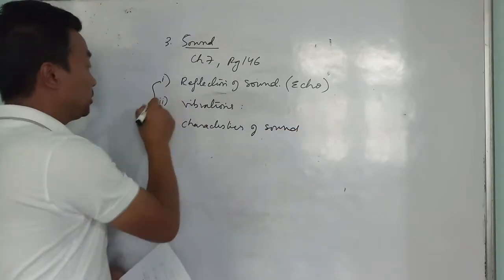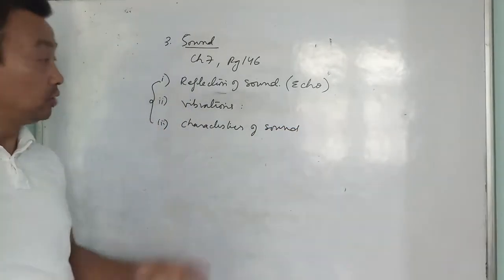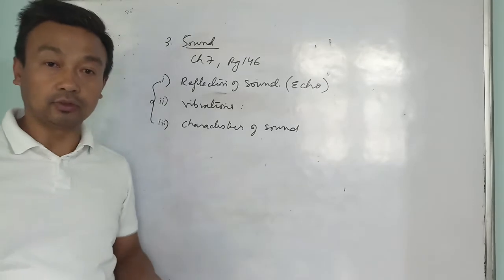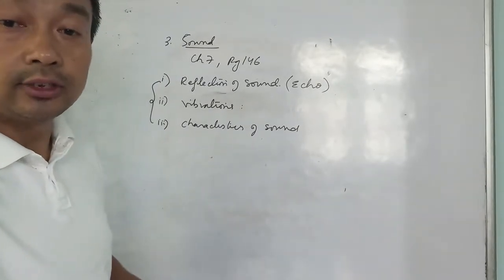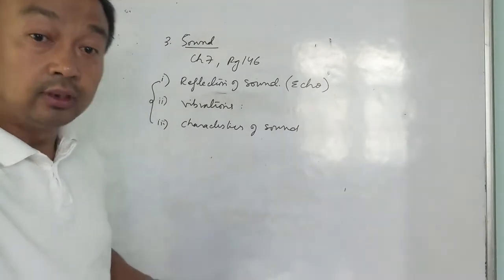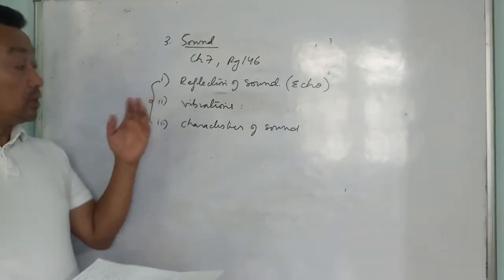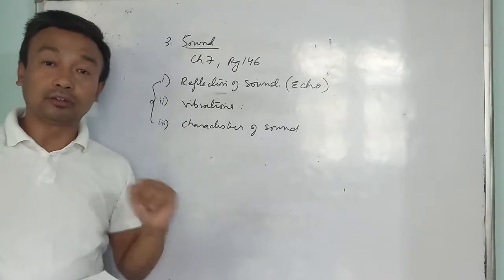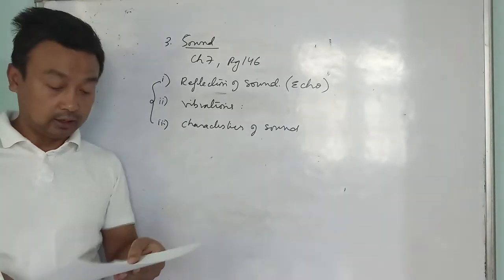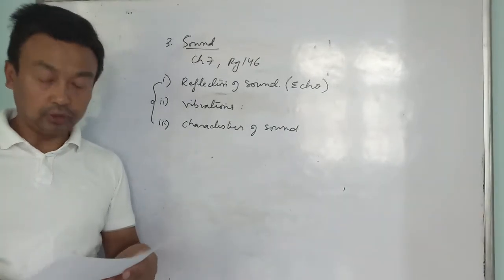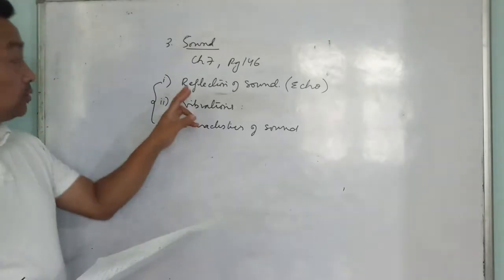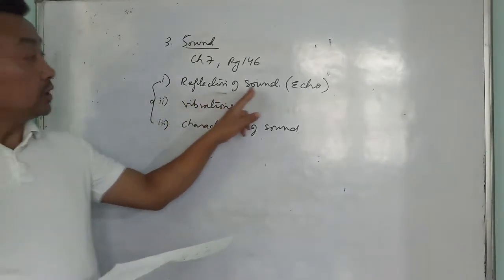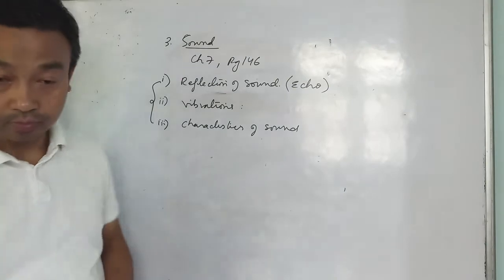Now all these topics are not new for you. You have already done them in your previous classes, for example in class 7, class 8, and class 9 as well. In the characteristics of sound, you have got three characteristics, which are loudness, pitch, and the quality of sound. Now I'm going to discuss reflection of sound briefly today.